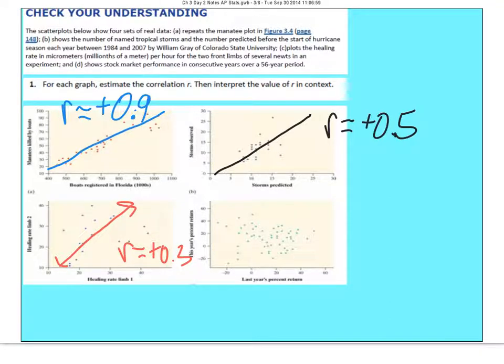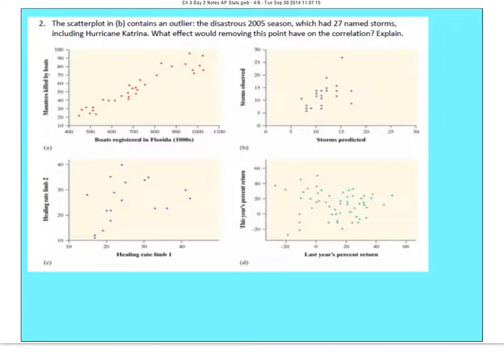This last graph here looks like it does kind of switch direction and it goes negative. So I would say that the correlation in this case is about a negative, and it's not strong, maybe a 0.2 or a 0.1.